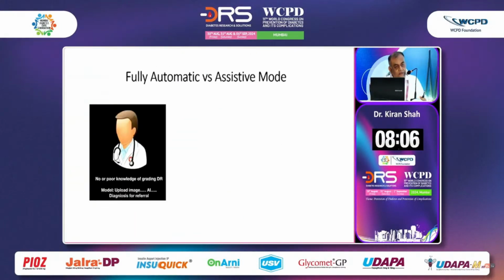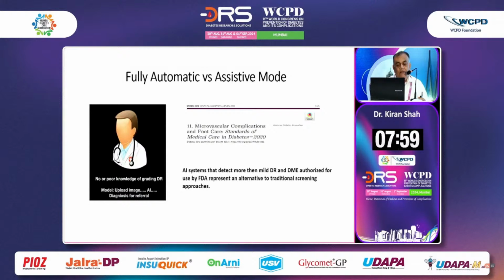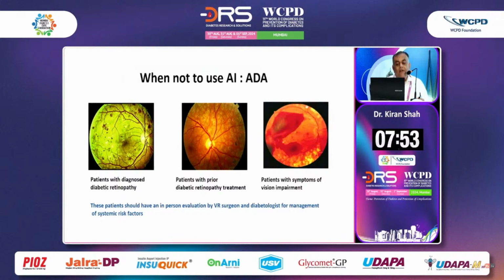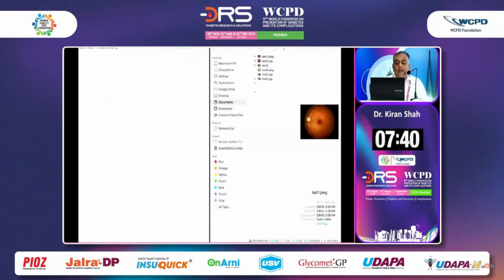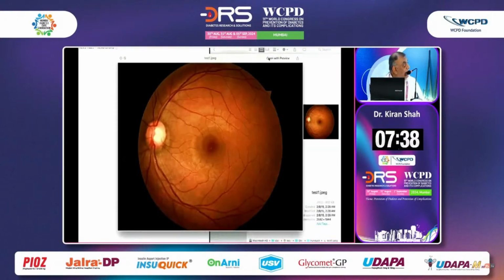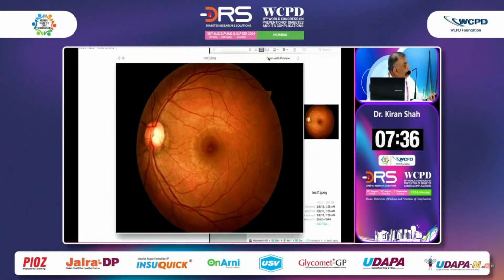And suppose you are still not very happy with the fundus, or you're not very trained or knowledgeable about grading diabetic retinopathy, what you can do is use AI, artificial intelligence, which has been approved in 2020. You should not use AI if a patient has diagnosed diabetic retinopathy, a patient with prior diabetic retinopathy treatment, or patients having symptoms of vision impairment. And this is something which my son has done. This is the program. This is AI.